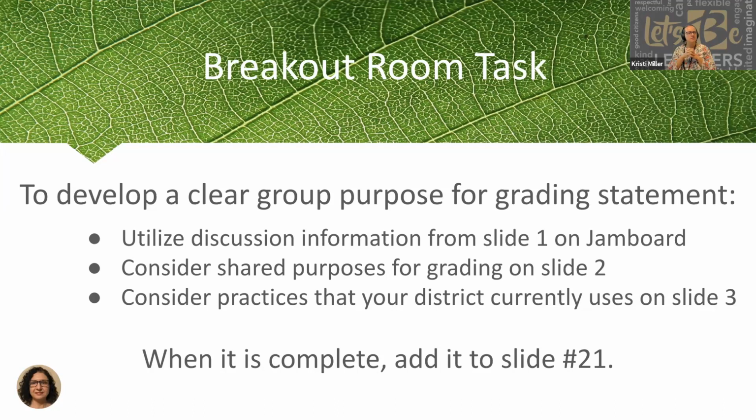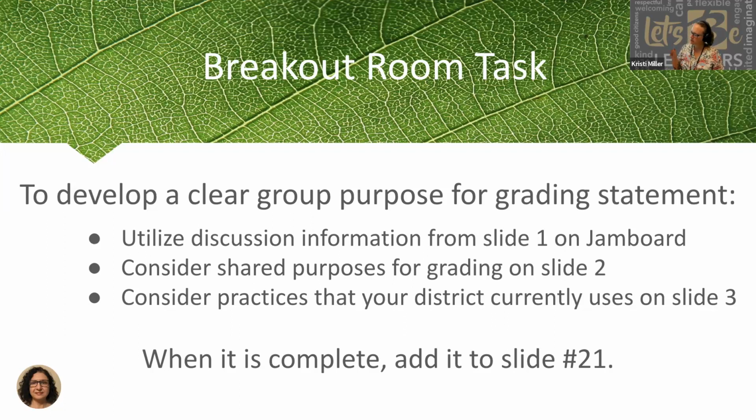And this is not an exercise in semantics, right? It's actually really important to think about, why do we grade children? Why do we give them marks? And what do we expect to do with those marks? What do we expect them to do with those marks? And what do those marks mean for them after they leave my classroom? Whatever that looks like, right? If you have a clear purpose statement for grading, it informs your own practices in your classroom.